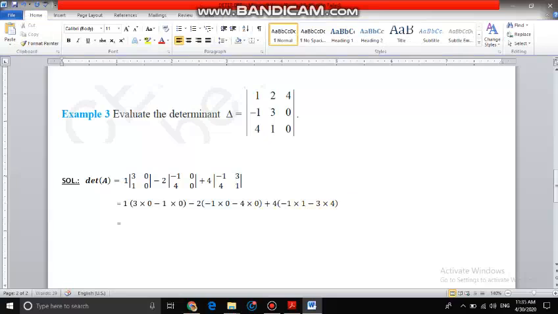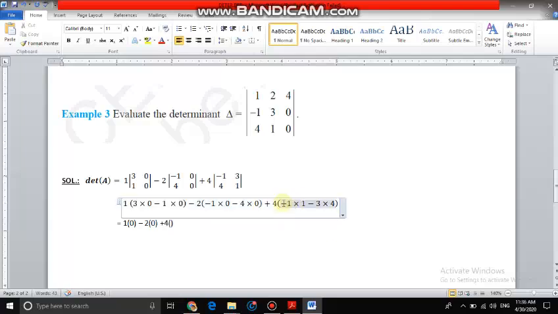Then what you get: 3 into 0 is 0, 1 into 0 is 0, so 0 minus 0 is 0. 1 into 0, then minus 2 into, minus 1 into 0 is 0, minus 4 into 0 is 0, so 0 minus 0 is again 0. Again 4 into, I forgot the plus sign here, plus 4 into minus 1 into 1 is minus 1.